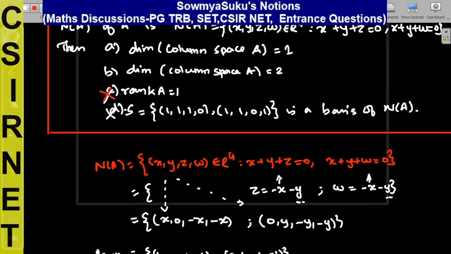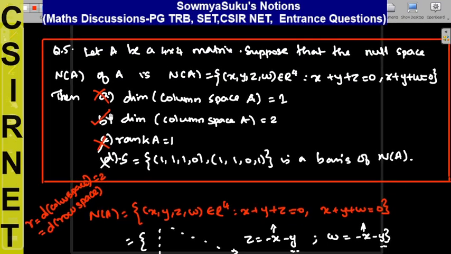Rank is wrong there. But here we know that rank can be written as the dimension of the column space, or you can write that rank is equal to the dimension of the row space. Okay. So here we have rank is equal to 2. So the dimension of the column space is equal to 2 is the right one. So option B is right. Option A is wrong. Okay. Thank you.